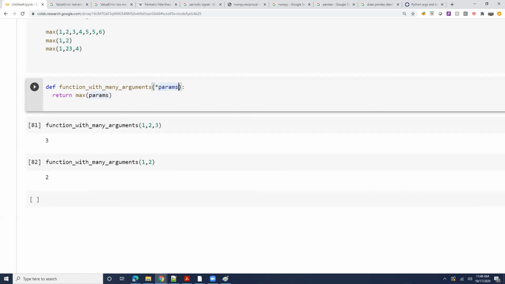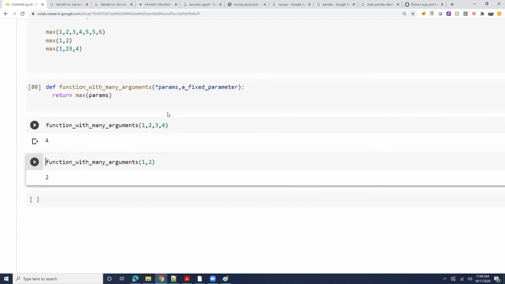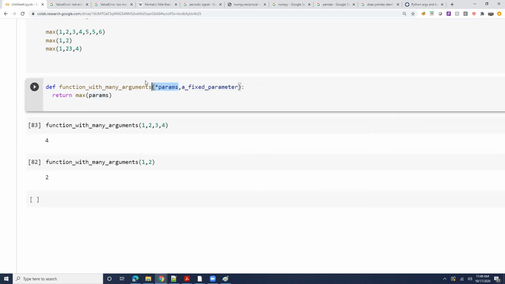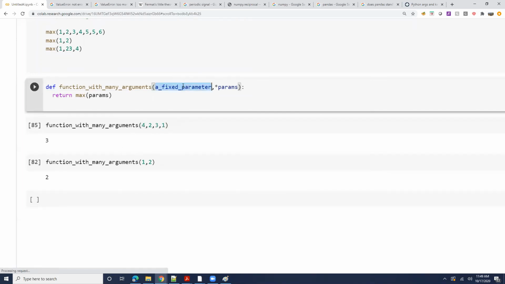Now, what if after these multiple values, I want to accept, let's say, a fixed value. So now this is not really the case because it takes a variable number of arguments. But if I wanted to take a fixed parameter and then variable ones, let's say I put 4, 2, 3, 1. Now it would give you 3, because first 4 went into the fixed parameter and then 2, 3 and 1 went into the next parameters.